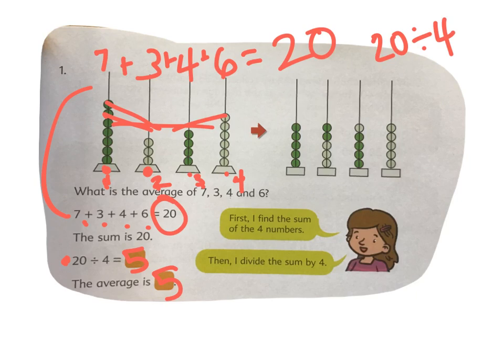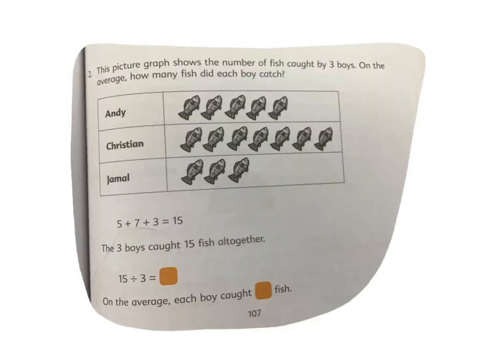There were 4 strands. So 20 divided by 4 equals 5. All right, let's look at another one.